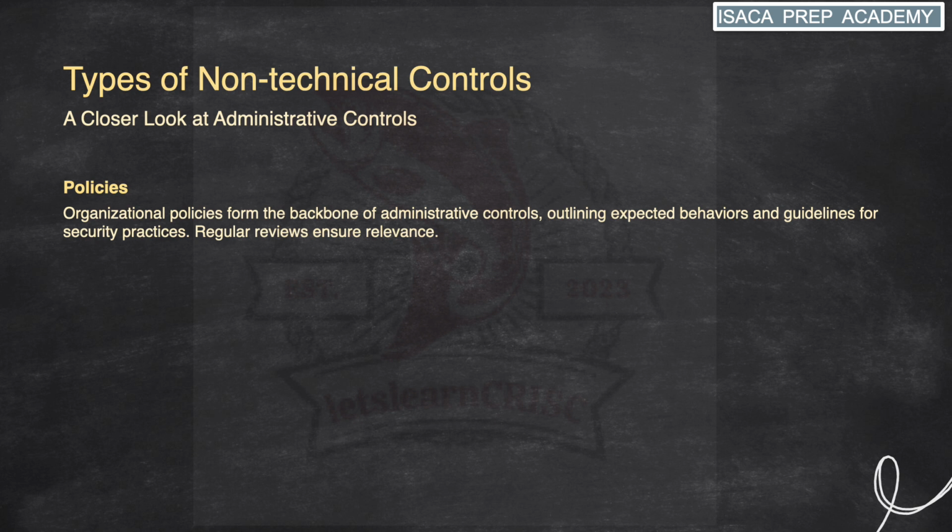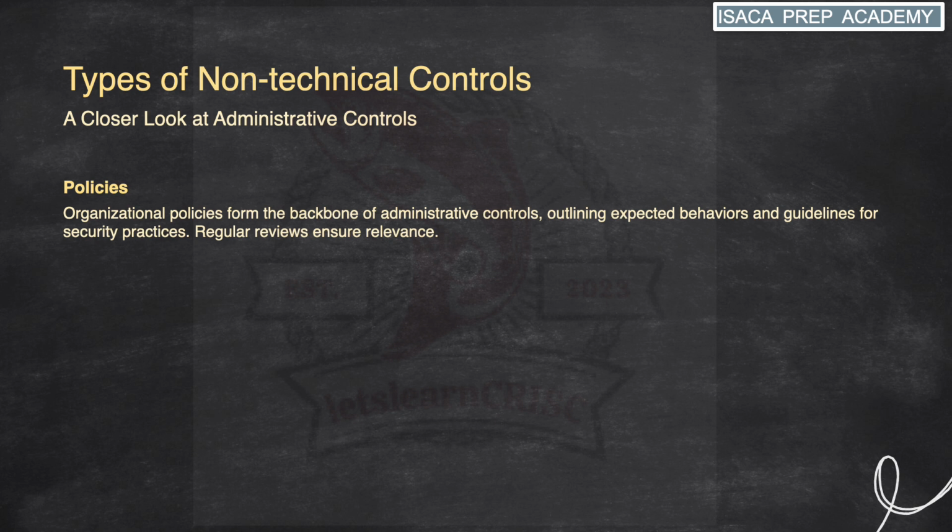However, to ensure their effectiveness and relevance, it is crucial for organizations to conduct regular reviews of these policies, and these reviews help organizations to identify outdated or obsolete policies, address emerging security threats, and update policies to reflect changes in technology, business processes, or regulatory requirements.